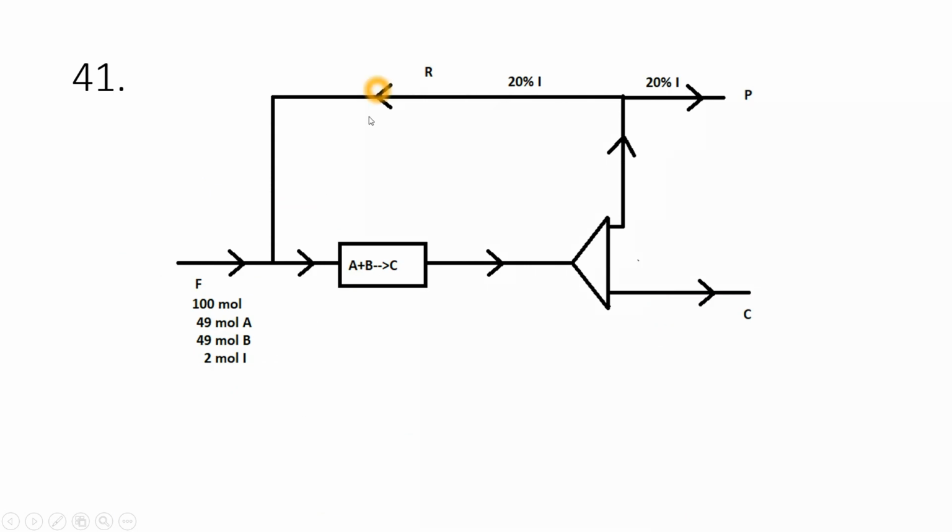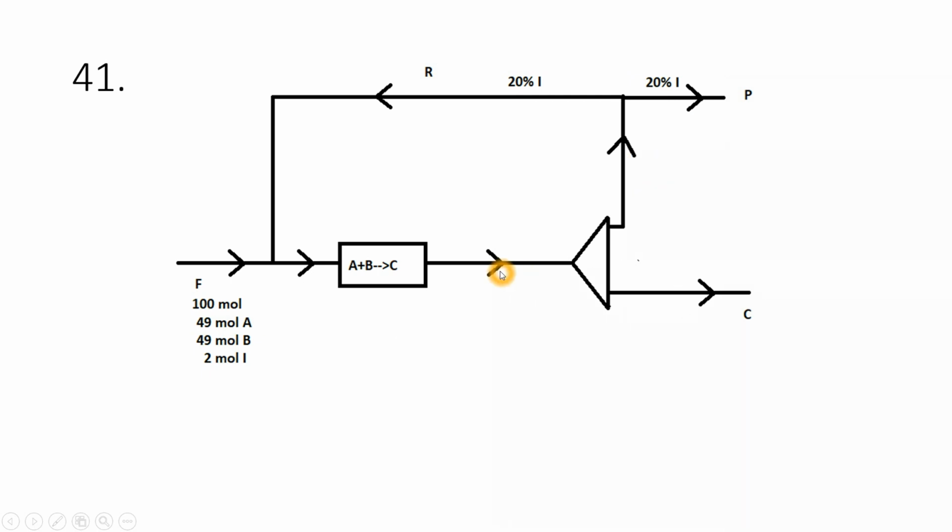This is the scenario of the question. They are saying that A plus B gives you C. This is the reaction, right? We are separating the pure product here, C. Here is only C, and A plus B and impurity are going here, right? We are doing the purge since impurities, or we can say inert, are generated continuously, right? So we are doing a purge.